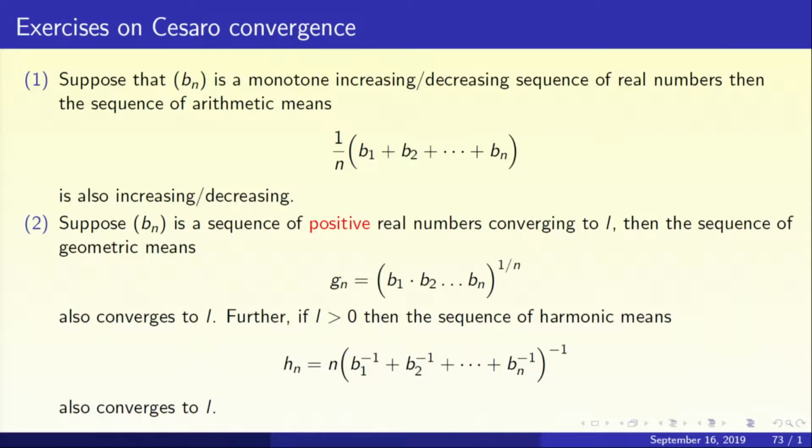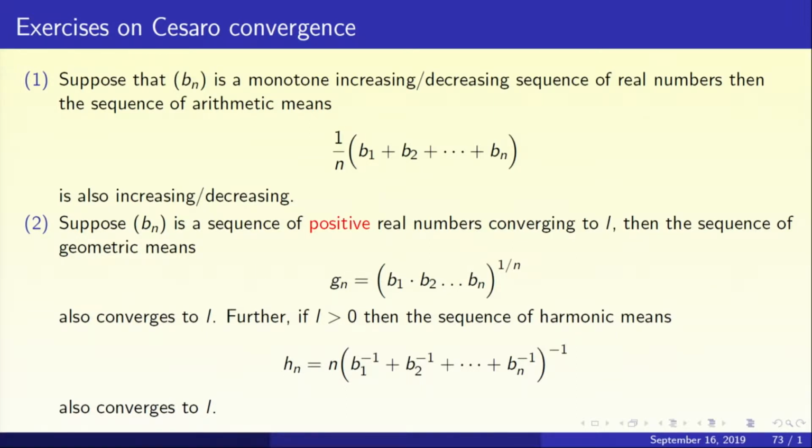Now, suppose I take a sequence Bn of positive real numbers. This time I want the numbers to be positive real numbers, and I take the geometric mean of these numbers. What is the geometric mean? Take the product of the first n numbers b1, b2, ..., bn, and take the nth root. Call it Gn. Gn is called the geometric mean of b1, b2, ..., bn. Then the geometric mean will also converge to L if Bn converges to L.